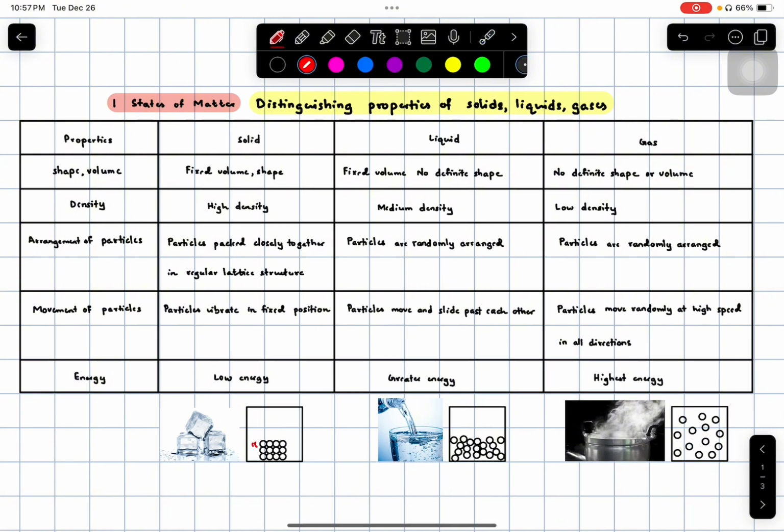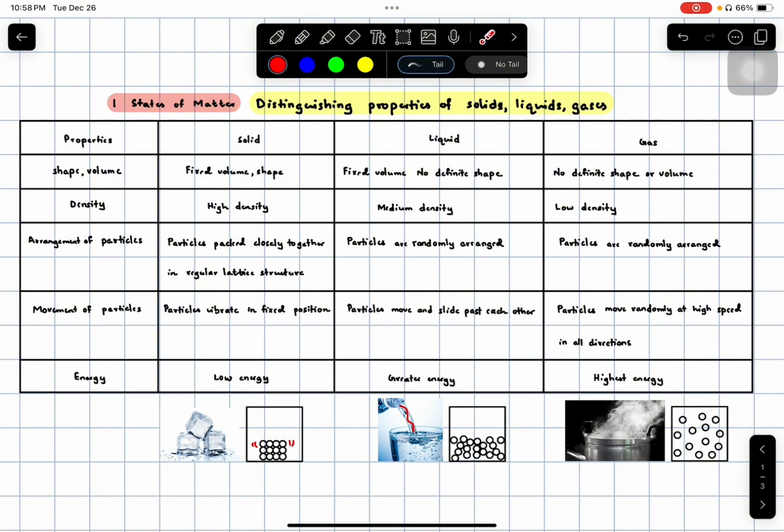In solids, the particles can vibrate in fixed positions. That's the only movement that solid particles can do. In liquids, the particles, just like in water, can move and slide past each other. That's why water is able to flow, and if you put a spoon in a cup of water, you can still move around the spoon. In gas, all of these particles are moving randomly at high speed in different directions.